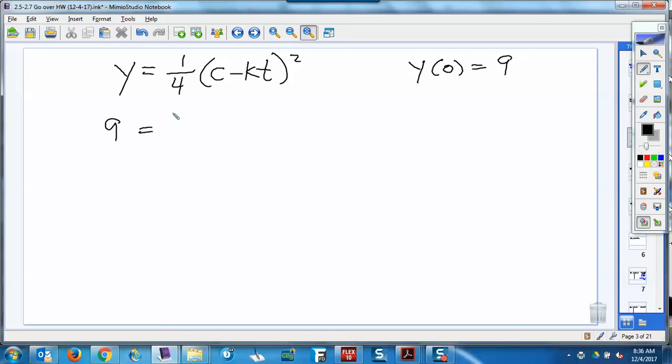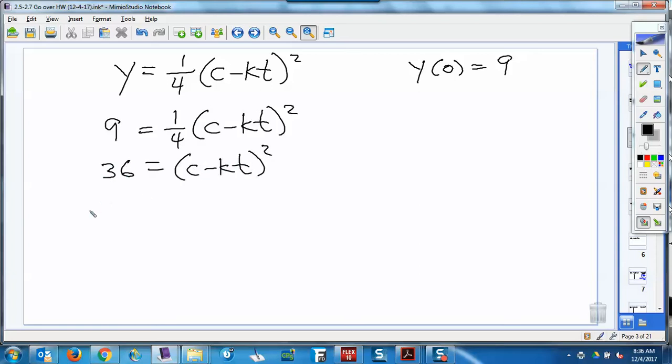So I'm going to put a 9 right there. I'm going to put a 1/4 right there. I'm going to multiply by 4. I'm going to square root. Oh, now here's a problem. When I square root that, I get plus or minus 6. It has to be positive. Why?